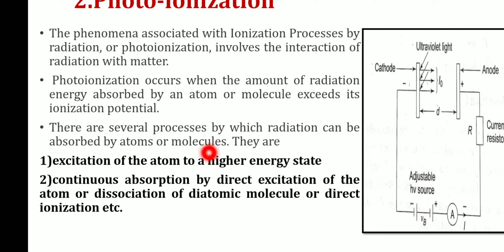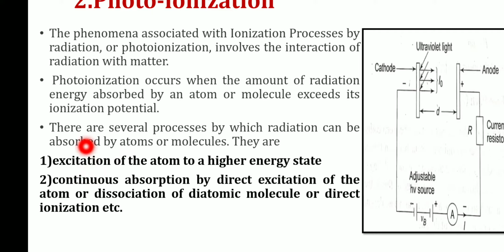These are the two processes responsible for the absorption of radiation energy by atoms or molecules. The first one is the excitation of an atom to a higher energy state itself. So what is that process? Excitation of an atom to which energy levels? We know the energy levels of the atom or the molecules: lower energy level, higher energy level, and the lowest energy is considered the ground level. Is it right? We have studied this in physics also.